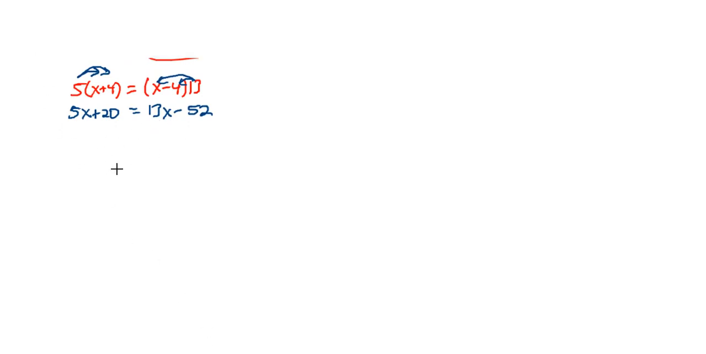So this is a linear equation, so we don't have to get 0 on one side and factor. What we want to do in this case is just get x on one side of the equation. So I will subtract the 5x.